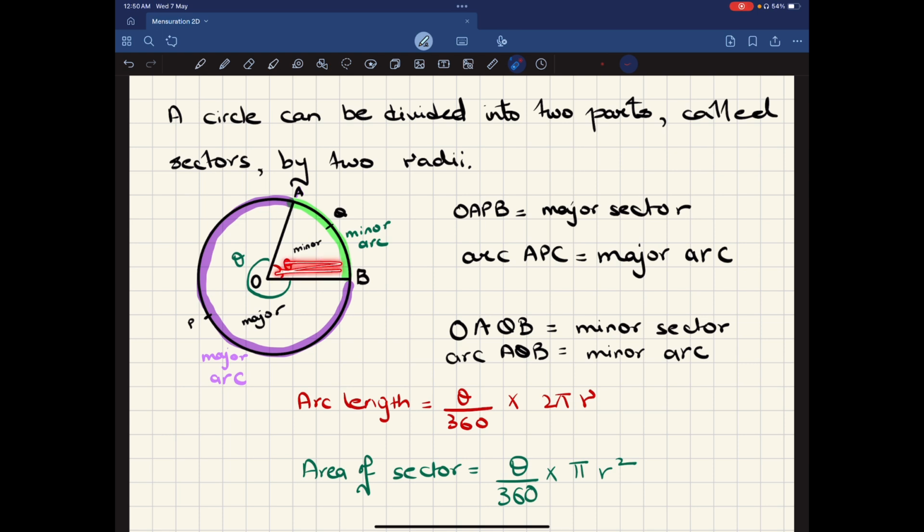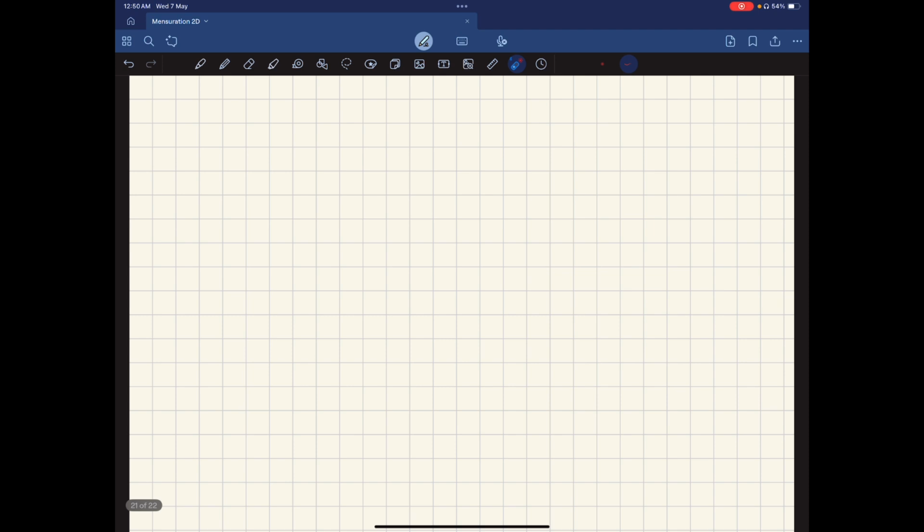Again, if we're calculating the area of the minor sector, we're going to use this red value of theta. In case they're asking us to find the area of the major sector, then we're going to use this green value of theta. Okay, let's do an example to make sure that you guys understand this.